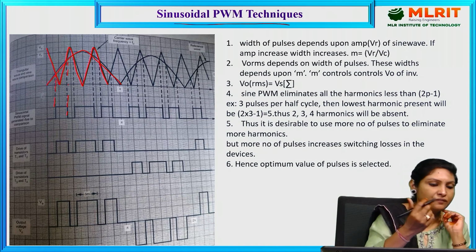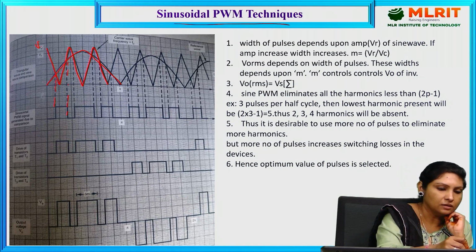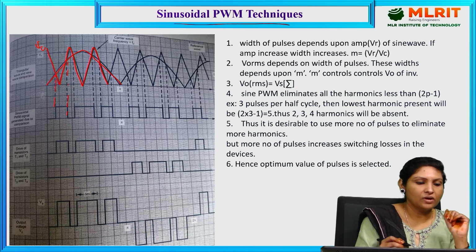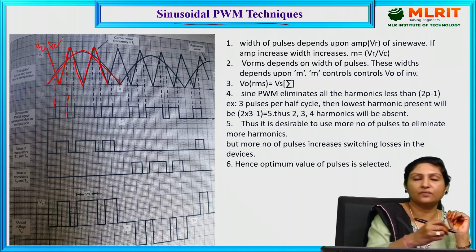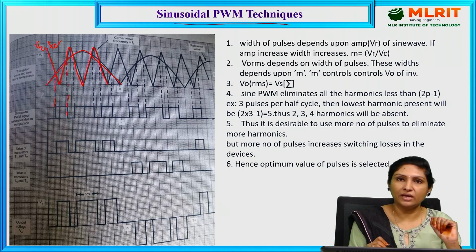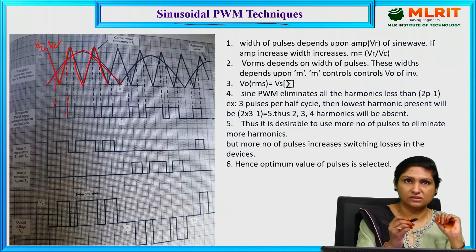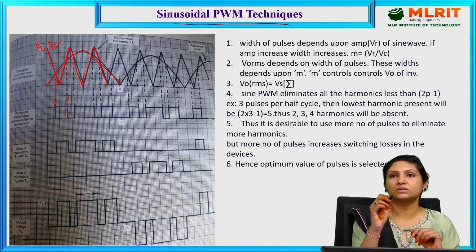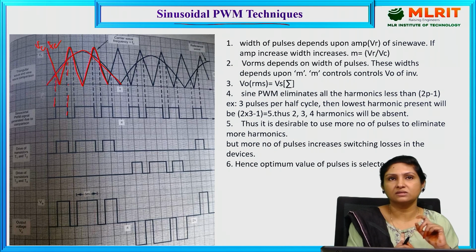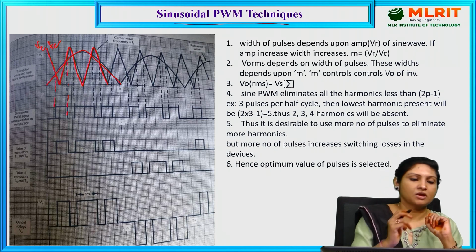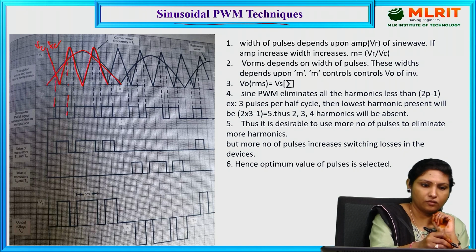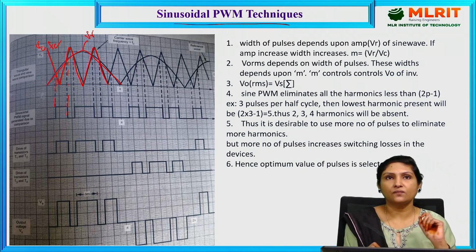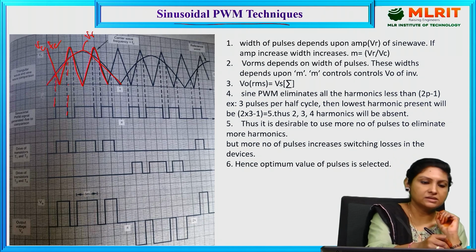Here Vc is the amplitude of the carrier wave, and FC is the frequency of the carrier wave. The reference here is sinusoidal, whereas in previous cases it was a DC reference, a straight line. The voltage of this reference wave is denoted with VR, whereas the frequency of this reference sine wave is FR.